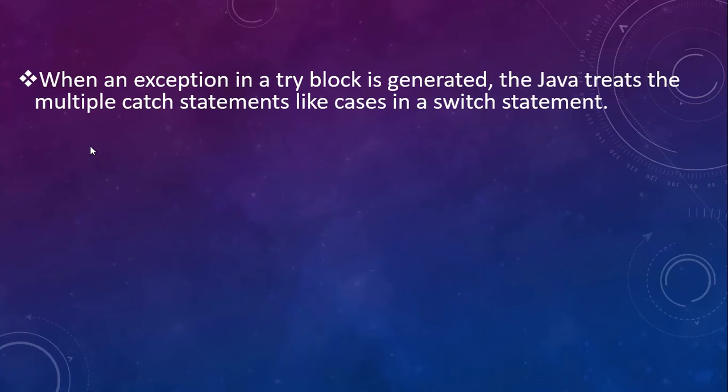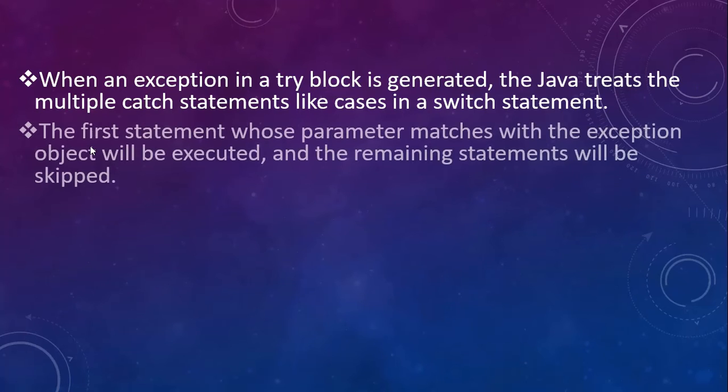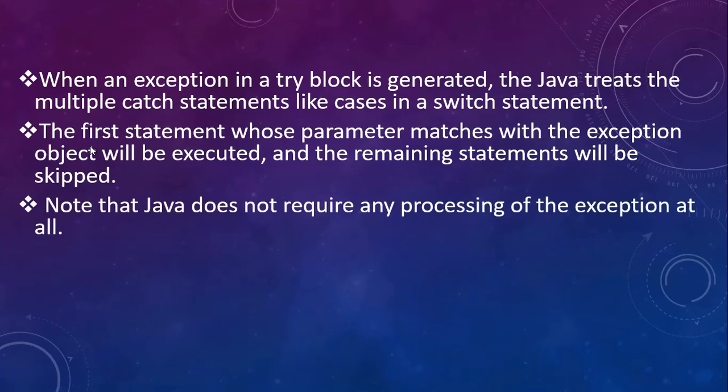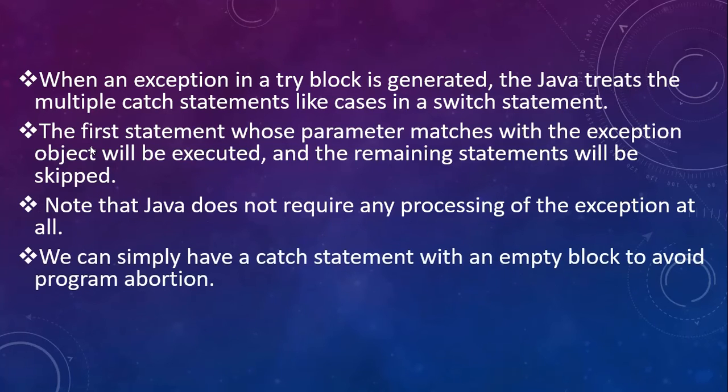When an exception in a try block is generated, Java treats multiple catch statements like the cases in the switch statement. The first statement whose parameter matches the exception object will be executed, and the remaining statements will be skipped. Students should note that Java does not require any processing of exception at all, which means we can simply have a catch statement with even an empty block to avoid program abortion.